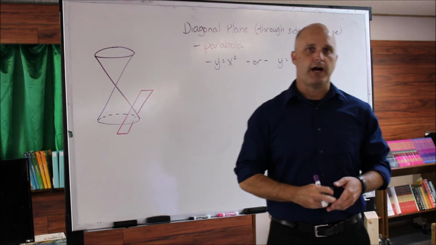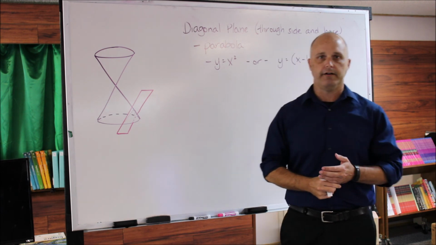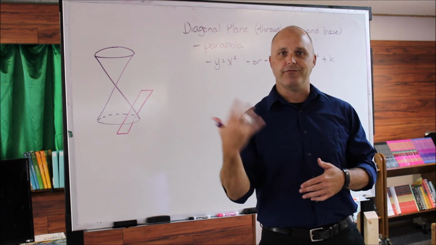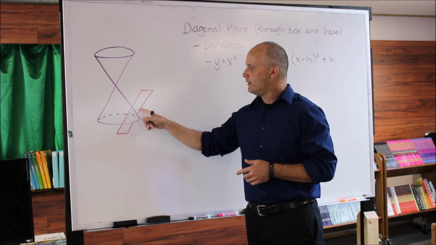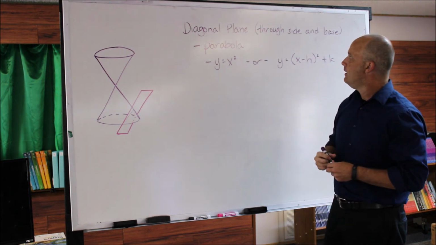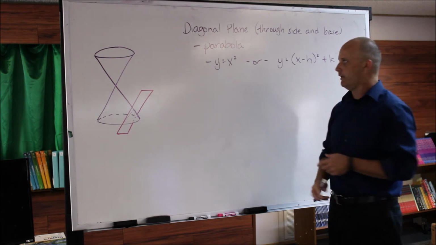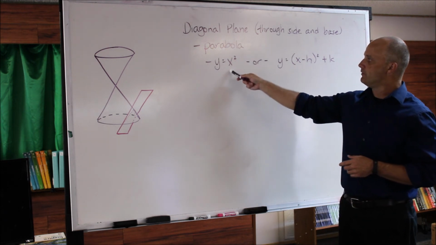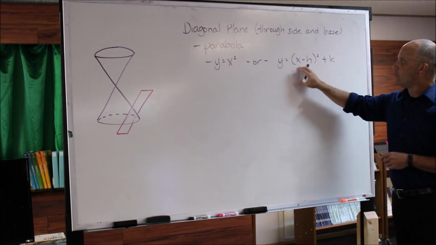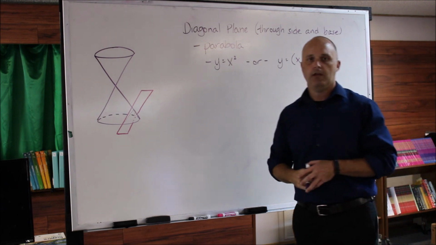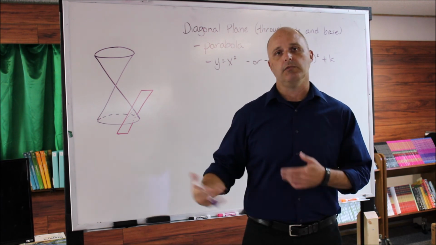The last type of plane that we're going to look at is the diagonal plane that goes through the lateral face and the base of the cone. What's going to happen when we have this particular diagonal plane is that we're going to end up with a parabola created through the intersection. Now remember, you've done lots of work with parabolas already. We've done these in Algebra 1 and Algebra 2. And a parabola has the equation y equals x squared, or the vertex form y equals x minus h squared plus k. We don't have any examples for this particular section, but we will be looking at them in the next section.